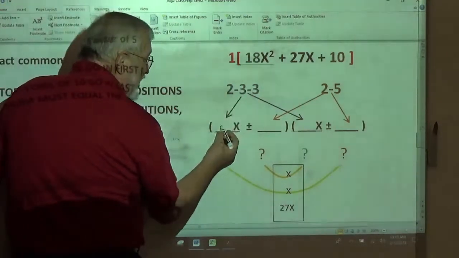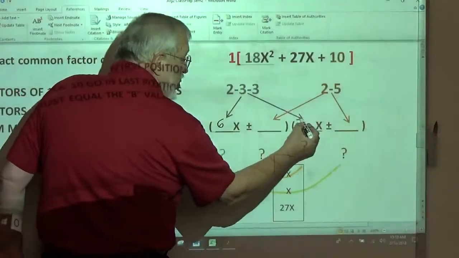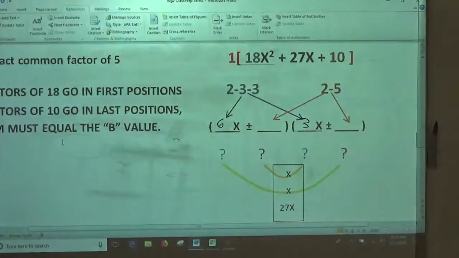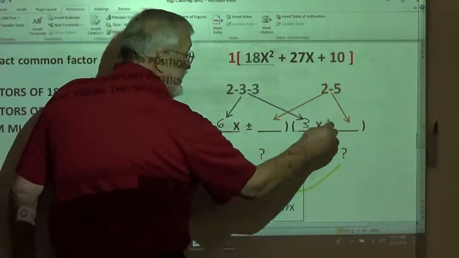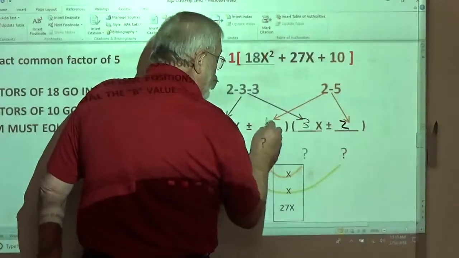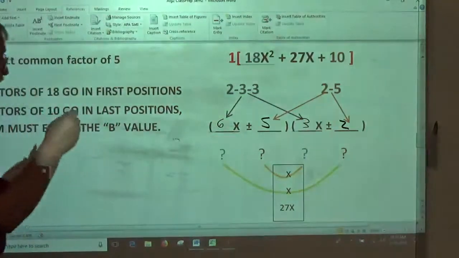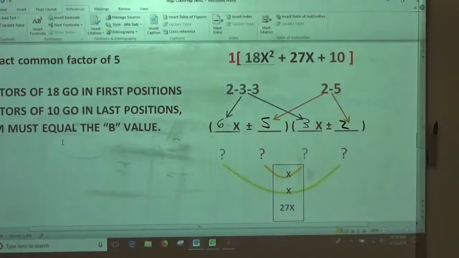All right. I'm going to try 6 and 3. Now I have to end up with 27. That means if I put a 5 over there, I'm dead meat, because that's going to be too much. So let me try a 2 here and a 5 here. That gives me 12 plus 15. And I lucked out on the first shot.